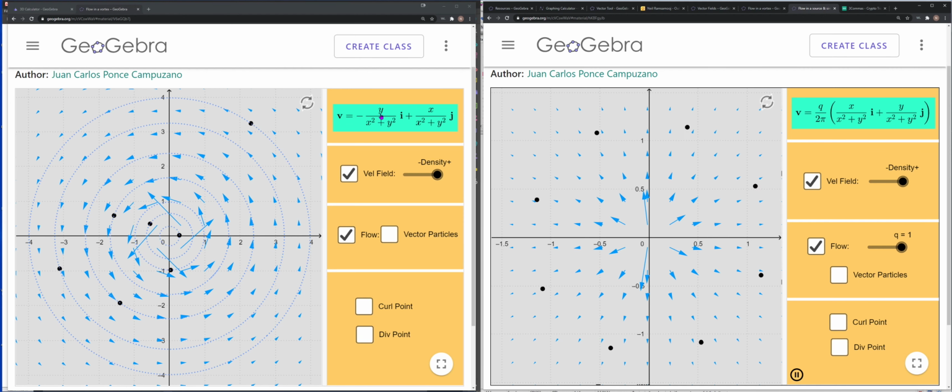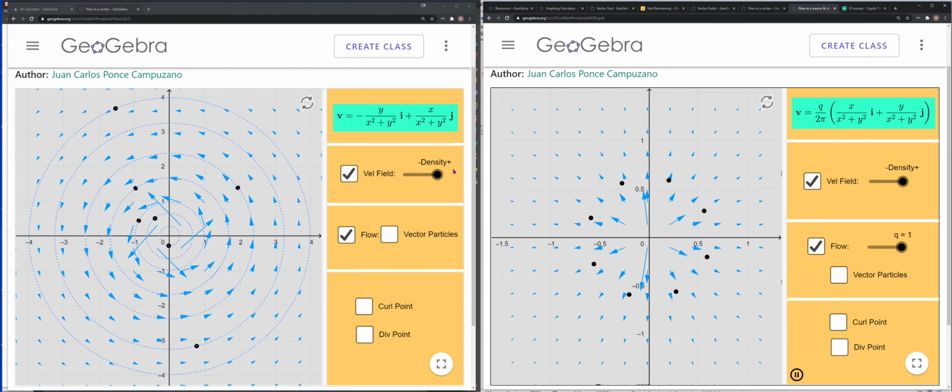I mean, they do look similar. Both of these components are fractions, and both of them are over x squared plus y squared. But the point here is that this is minus y over here, and this is x here. And this is x over here, and this is y over here. So these are in fact different vector fields.